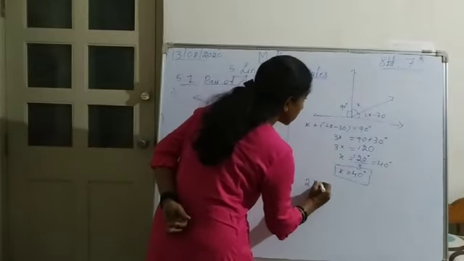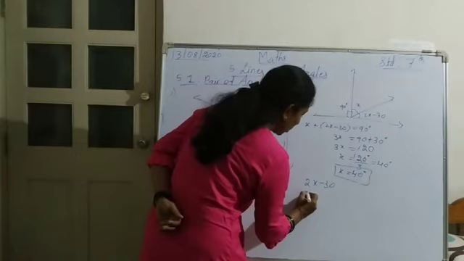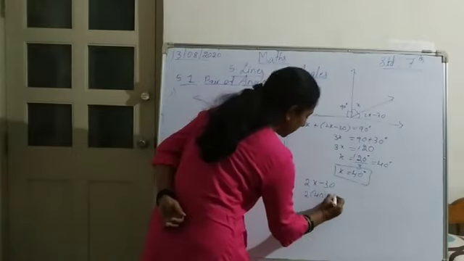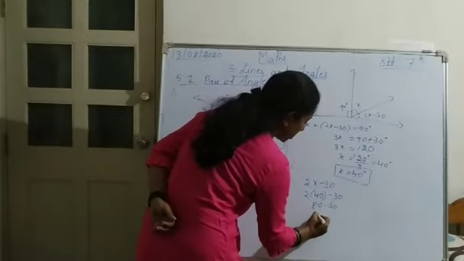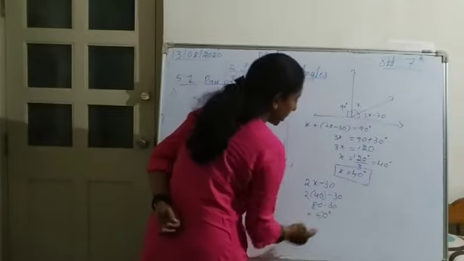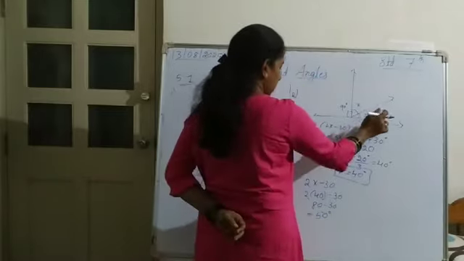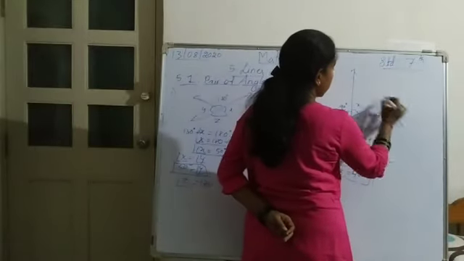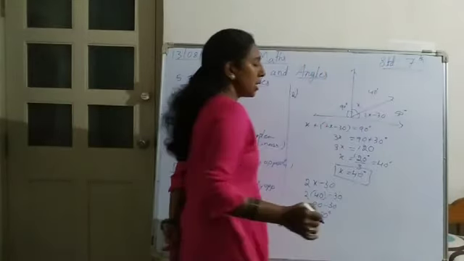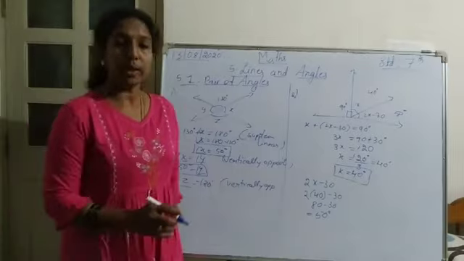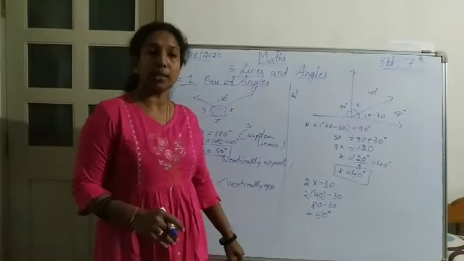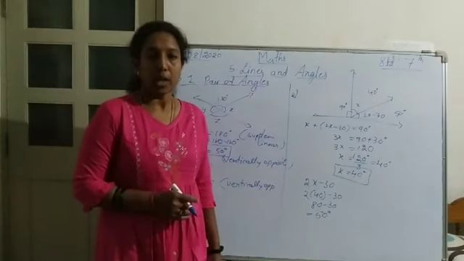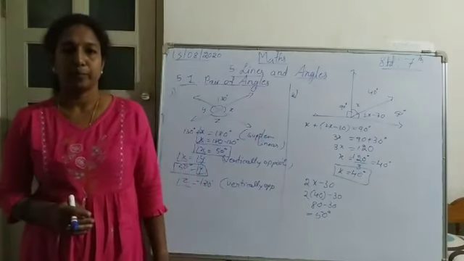Now I will apply this 40 degrees to the other angle, 2x minus 30. So 2 into 40 minus 30, that is 80 minus 30. That is 50 degrees. So the other angle is 50 degrees and this is 40 degrees. So the sum is 90 degrees. In the same way you have to solve the remaining exercise problems in exercise 5.1. Okay, thank you children.